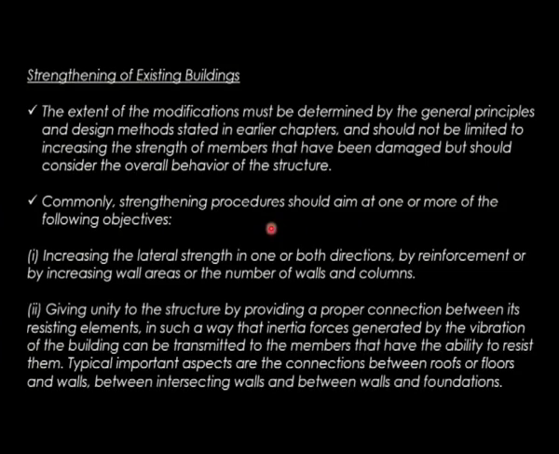So, commonly strengthening procedures should aim at one or more of the following objectives. That is, increase the lateral strength in one or both directions by reinforcement or by increasing wall areas or the number of walls and columns, giving unity to the structure by providing a proper connection between its resisting elements in such a way that the inertia forces generated by the vibration of the building can be transmitted to the members that have the ability to resist them. Typical important aspects are the connections between the roof or the floors and walls, between intersecting walls and between the walls and foundations.